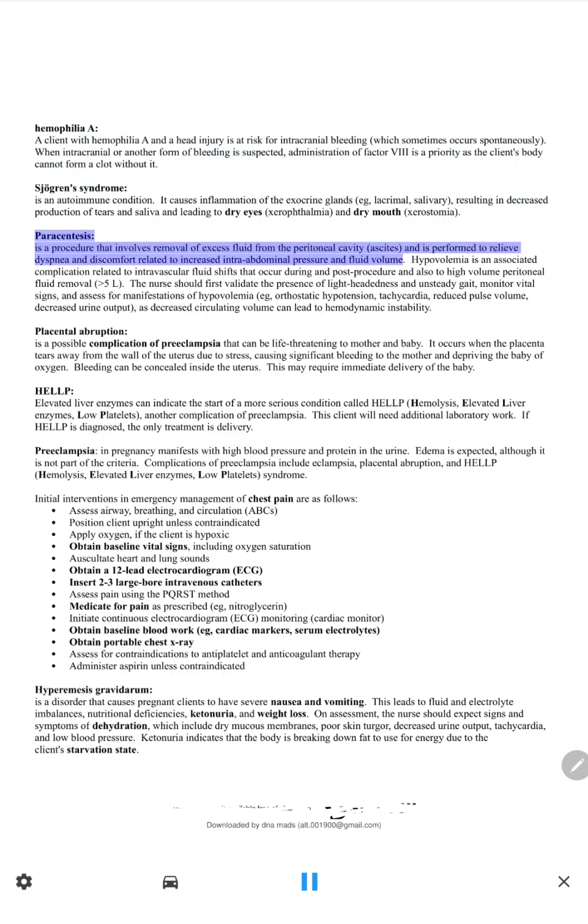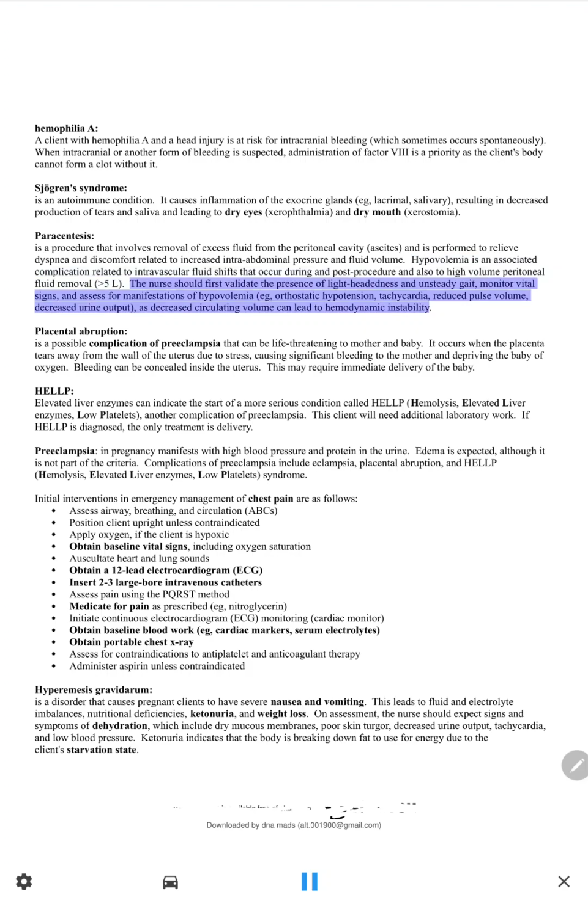Paracentesis is a procedure that involves removal of excess fluid from the peritoneal cavity, ascites, and is performed to relieve dyspnea and discomfort related to increased intra-abdominal pressure and fluid volume. Hypovolemia is an associated complication related to intravascular fluid shifts that occur during and post-procedure and also to high-volume peritoneal fluid removal, greater than 5 L.